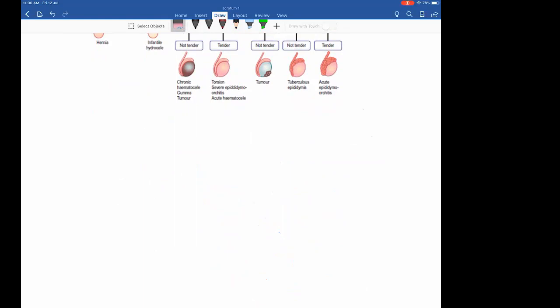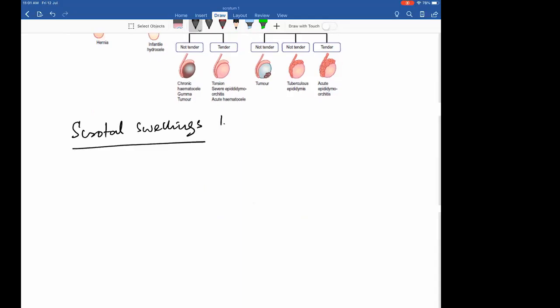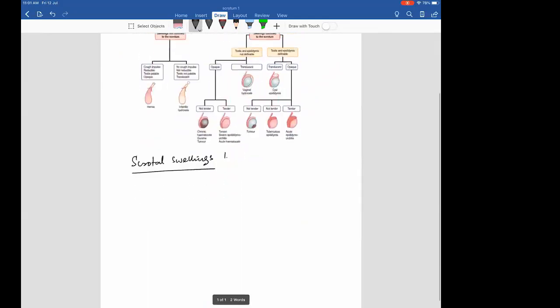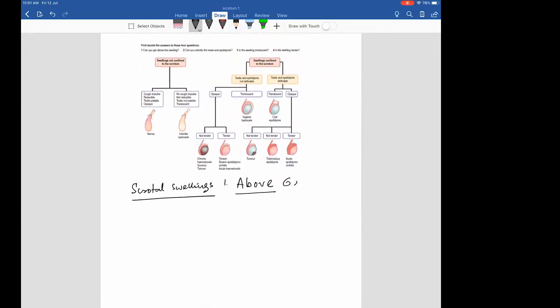Now, whenever you get a scrotal swelling, first things first, what becomes important is to make the mark of what is the difference, because your approach then changes. The first question that you ask yourself is, am I able to get above the swelling? So the first question of concern is, am I able to get above the swelling?